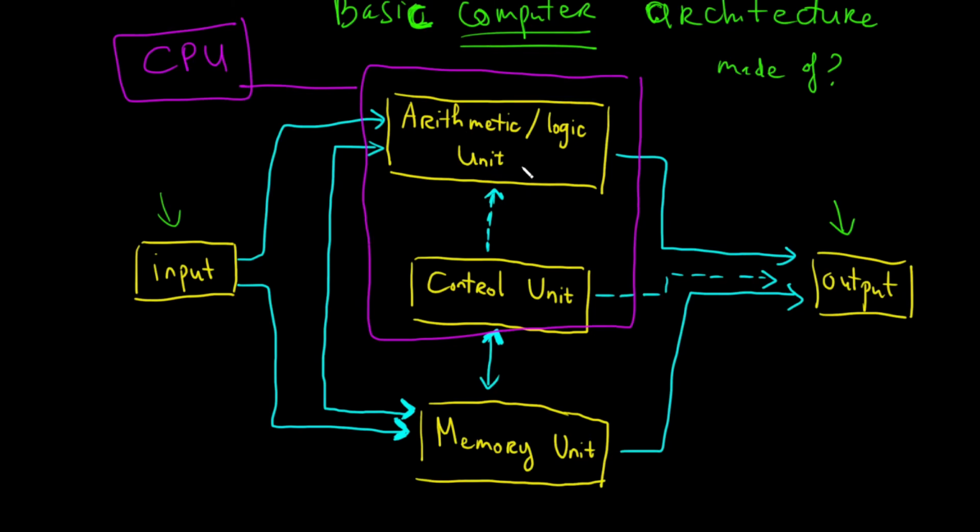So just remember, CPU consists of this one, ALU, the arithmetic logic unit, and CU, the control unit. Those two combined become a CPU.